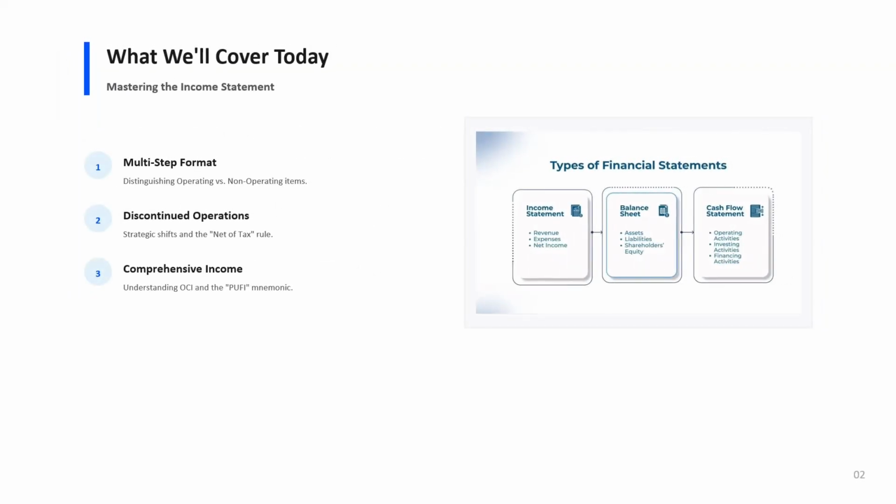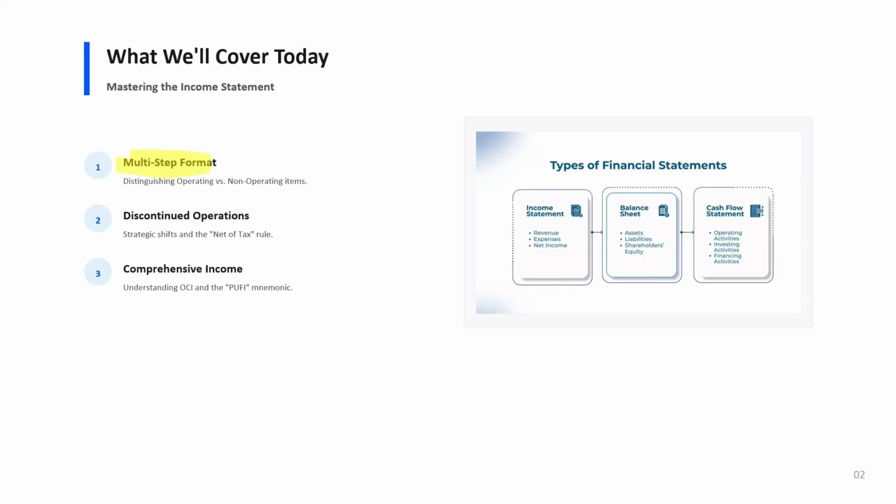Let's take a quick look at the 3 core areas we will tackle today. First, we will work on the multi-step format, which is all about separating a company's core business activities from its peripheral ones. This one you may remember, like how we start calculating from gross profit, then we go to operating income. We will do a couple questions like that.